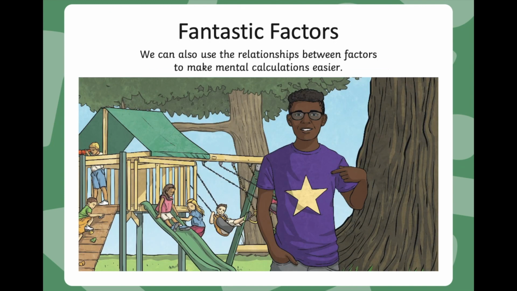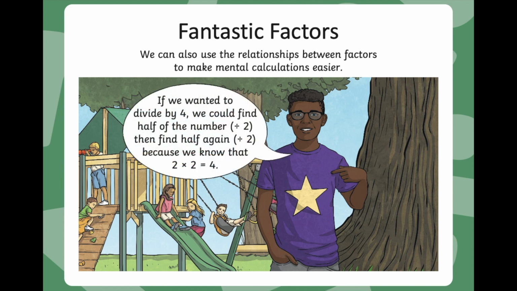Fantastic factors. We can also use the relationship between factors to make mental calculations easier. If we wanted to divide by 4, we could find half of the number, divided by 2, and then half again, divided by 2, because we know that 2 times 2 equals 4.